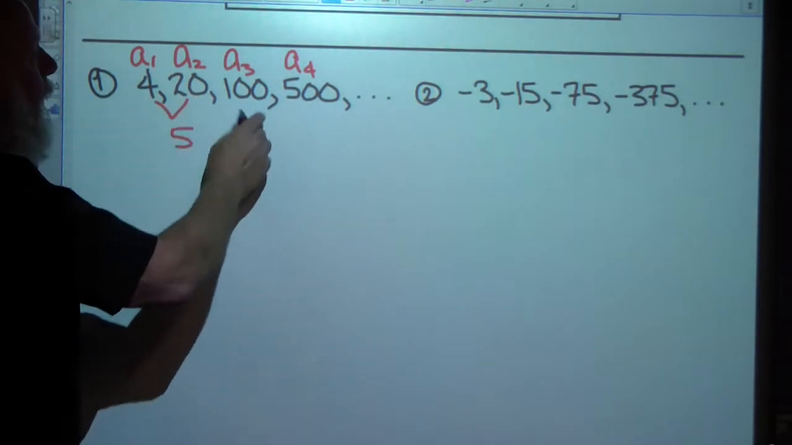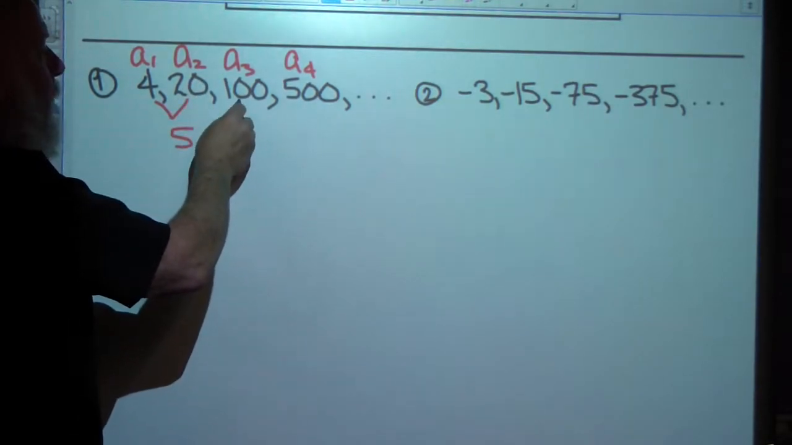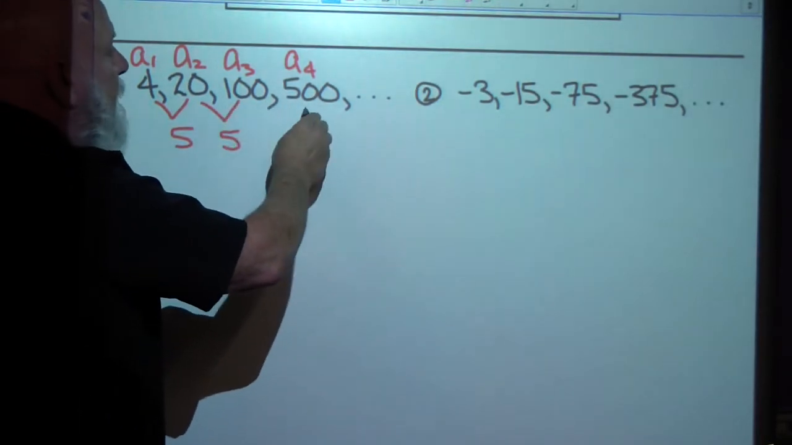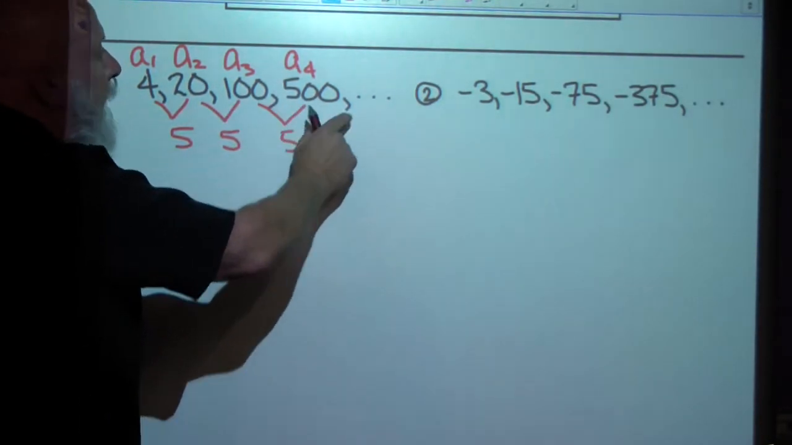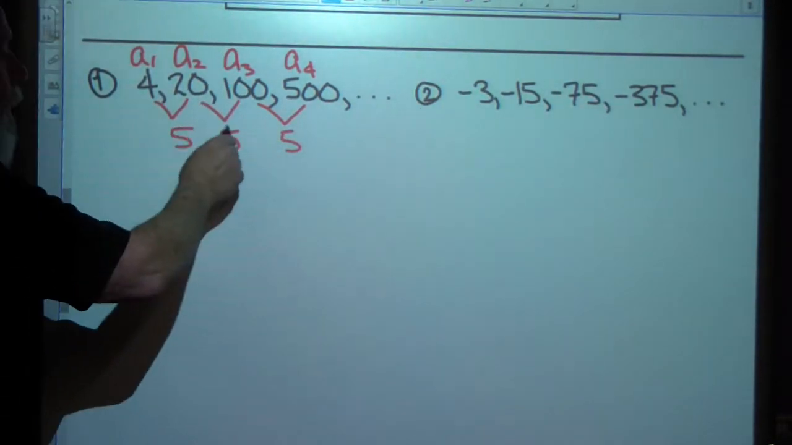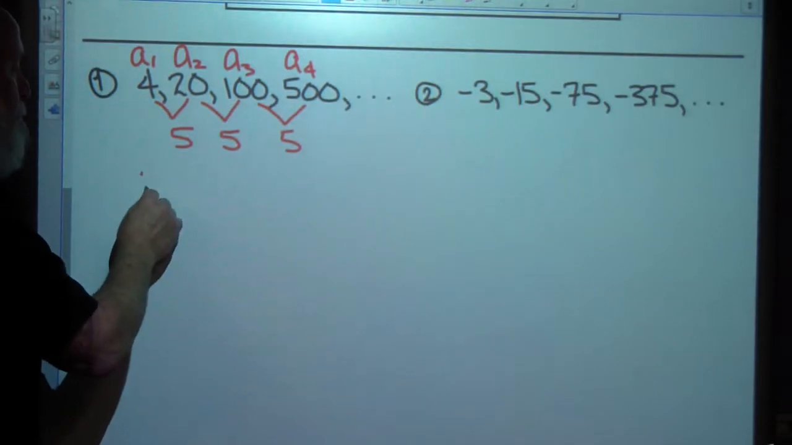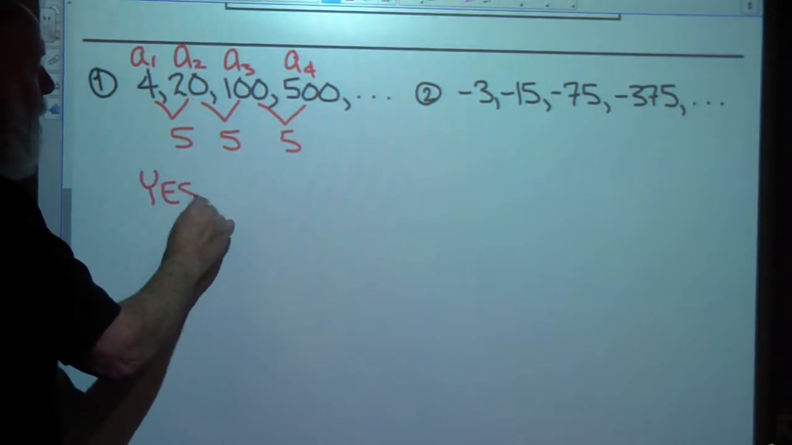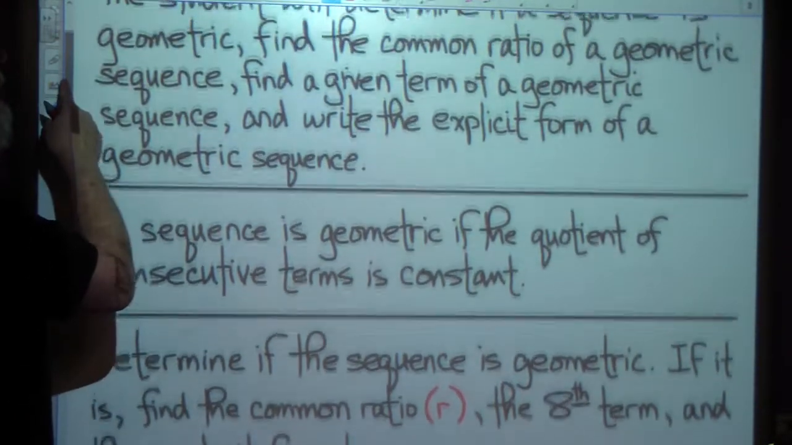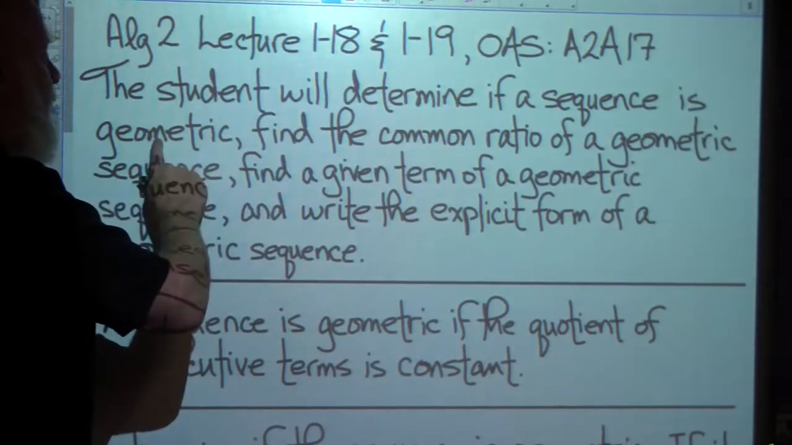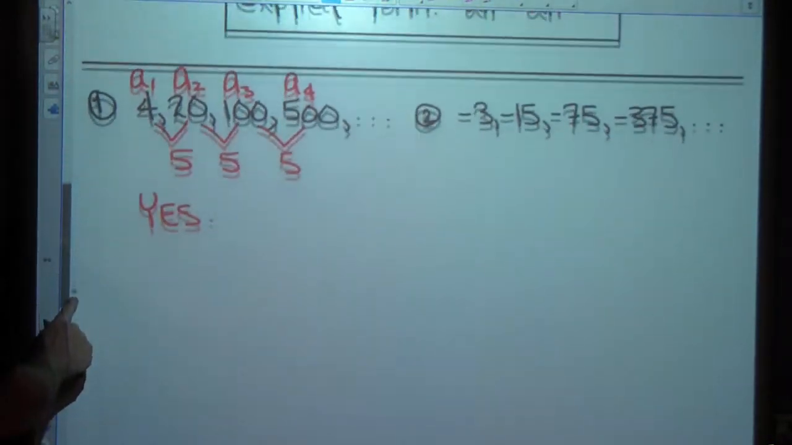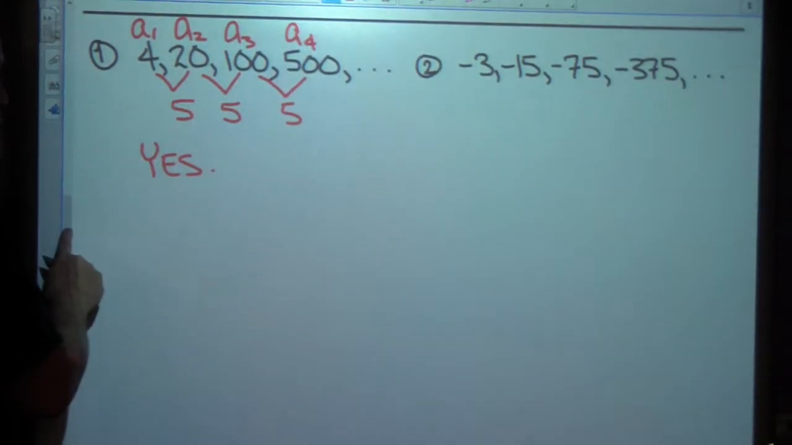I get a 5. I take the third term and divide it by the second term, and I get 5. I take the fourth term and divide it by the third term, and I get 5. And this pattern continues on forever. So what I've got is a common ratio. So I say yes, it is a geometric sequence. We determined that the sequence is geometric, and that's how. And if it is, then we're going to find the 8th term.